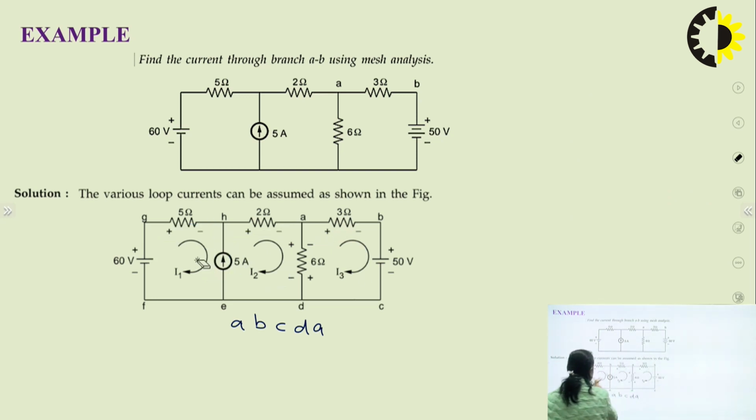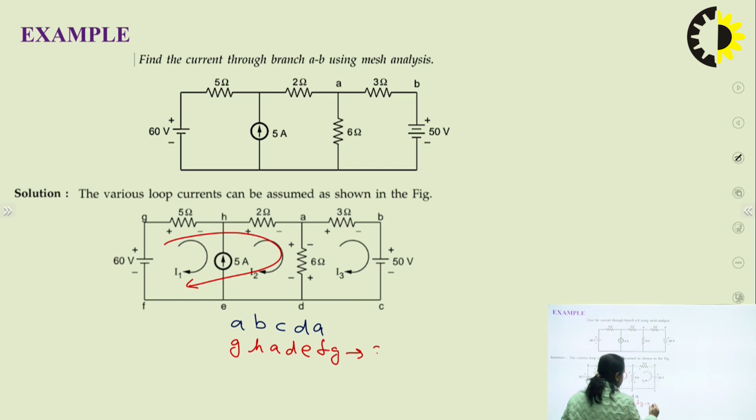Now, what is the super mesh here? Here we can see the super mesh. So the super mesh is G, H, A, D, E, F, G. This is the super mesh, right? G, H, A, D, E, F, G.